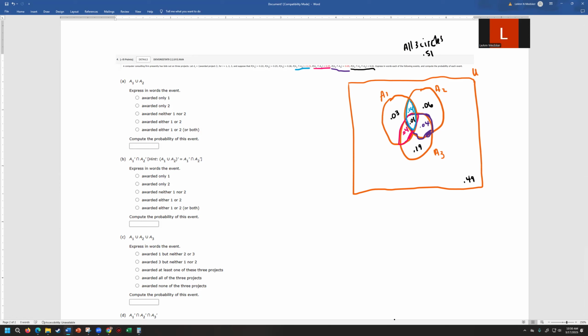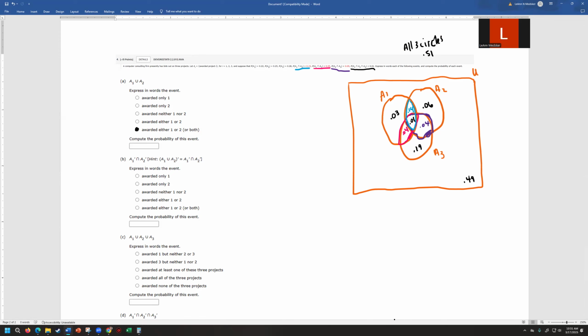Okay. So we needed this to be able to answer the numerical parts of each section. We didn't really need it to answer the notation part. A1 union A2 means you're either in 1 or 2, but you could be in both of those because you could be in that overlap. So it's going to be either 1 or 2 or both.